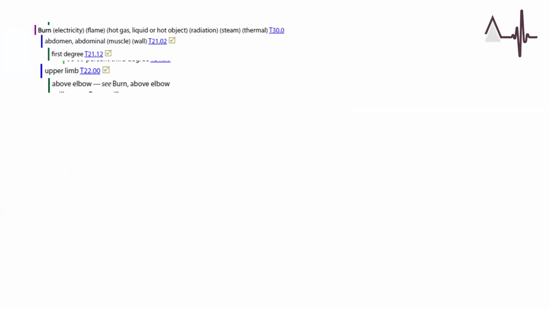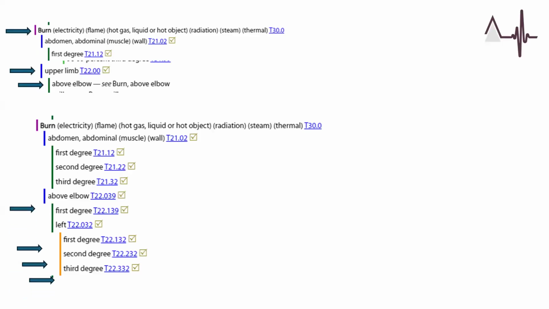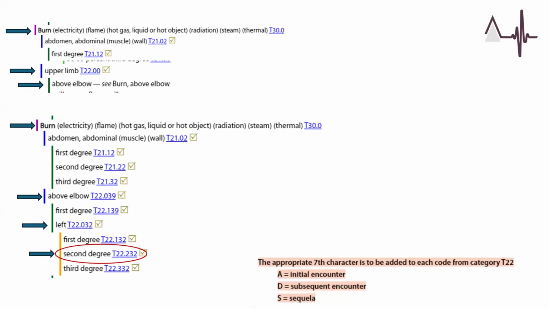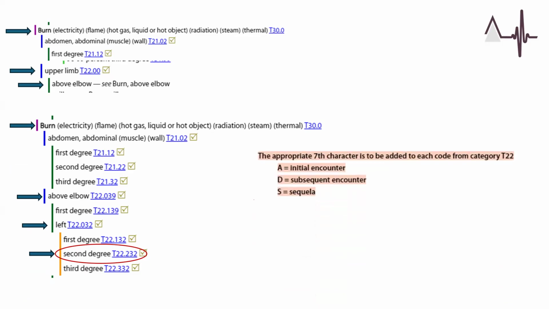The next code is the second-degree burns of the left upper arm, which is found in the alphabetic index by looking for burn, upper limb above the elbow, directing you to see burn above the elbow. So if we look in the alphabetic index for burn above the elbow, left, second degree, we are referred to T22.322. And again, we do need to find the appropriate seventh character. On all of these instances, the appropriate seventh character is A, because this is the initial encounter for the burn. These are the three codes we just found for the three burns.